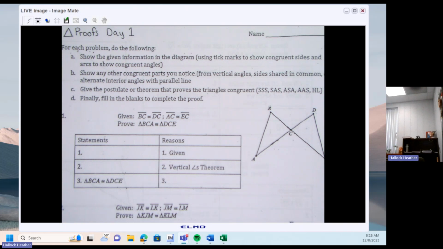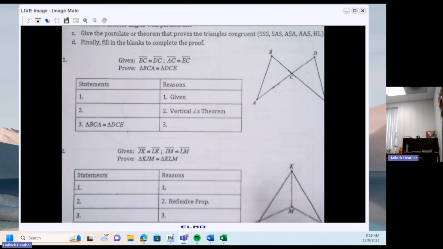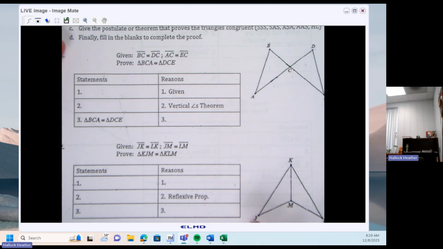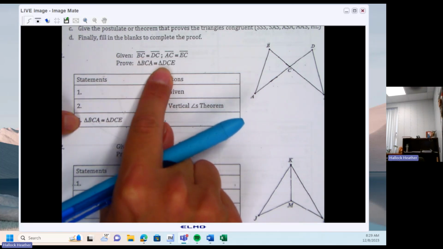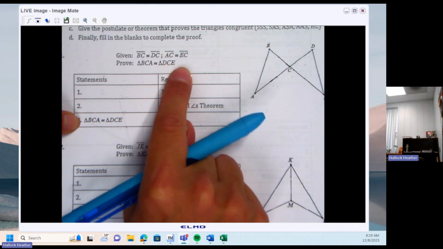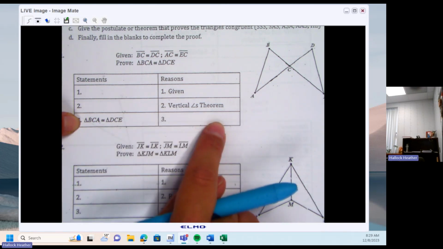So for the proofs, the first thing that you're going to have to do is add in the information that is given. Remember, the given goes in the first section. What you're trying to prove always should go in that last section. So notice that triangle BCA is congruent to DCE. That's what we're trying to prove, and it is always going to be that last step. This is the box here you're going to fill out last.